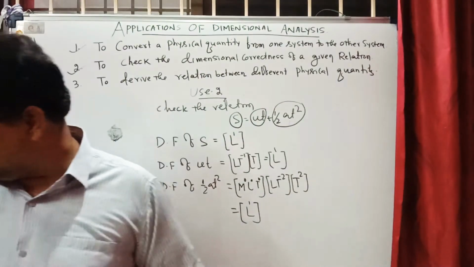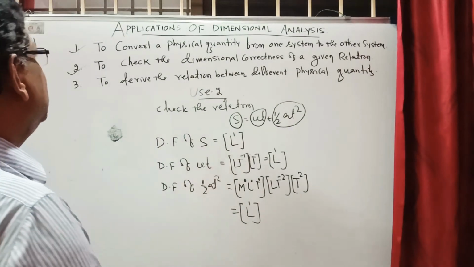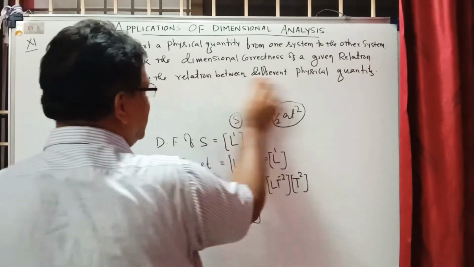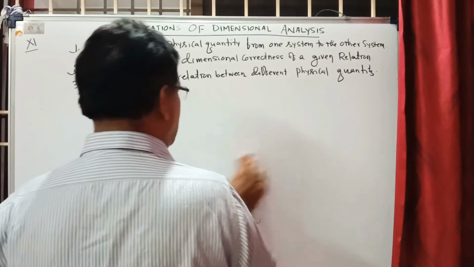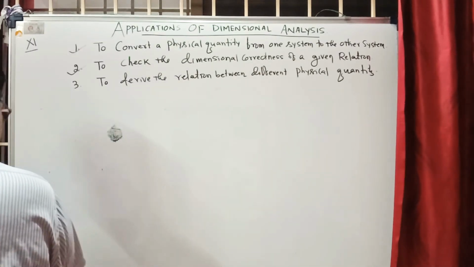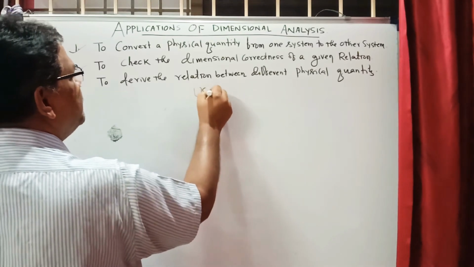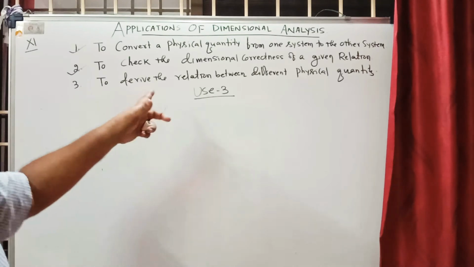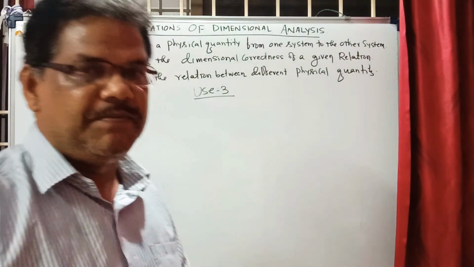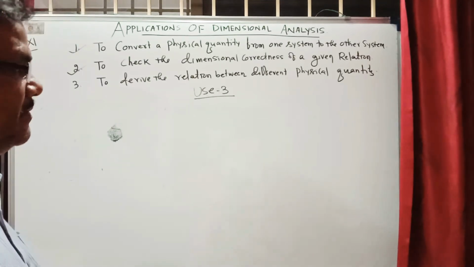Now let us go to the third use. What is the third use? Use 3 is to derive the relation between various physical quantities. We want to find out the relation between various physical quantities. How can a relation be set up with the help of dimensional analysis?